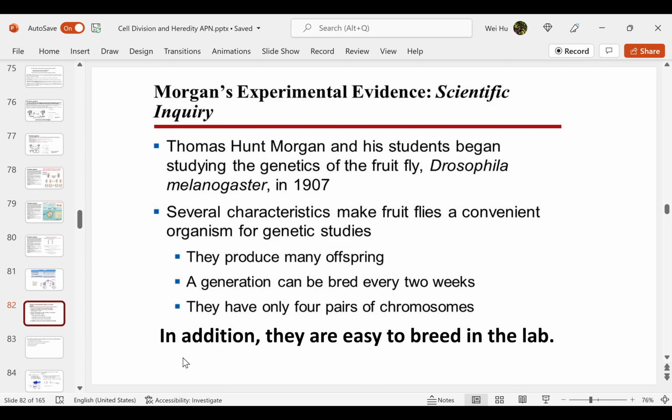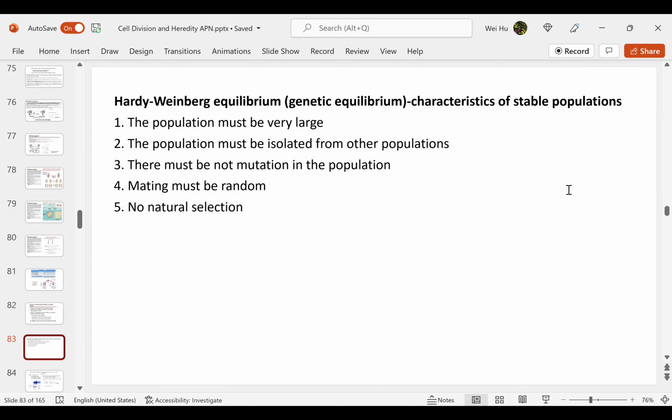Good. Okay, now let's do mathematics. Let me introduce the Hardy-Weinberg equation. To use the Hardy-Weinberg equation, you must have a stable environment, and you have to meet these 5 criteria. We will talk about this later.